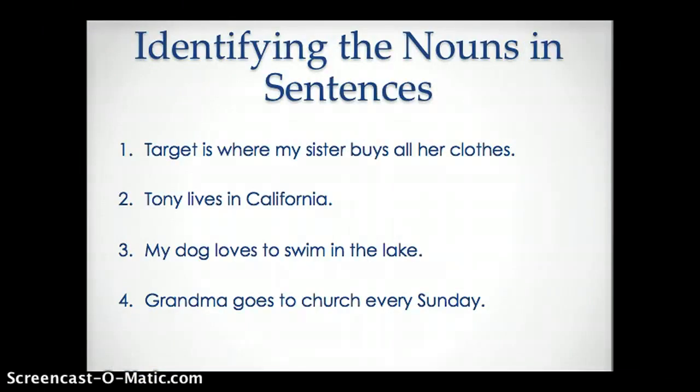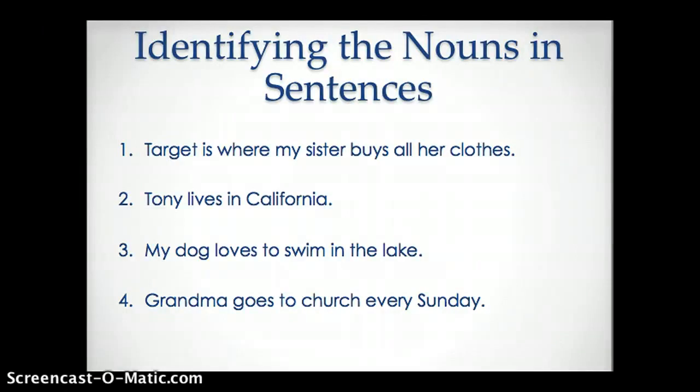Target is where my sister buys all her clothes. Will someone come to the smartboard and circle the nouns in that sentence, please? A student will come to the smartboard and identify target, sister, and clothes. Good job. Target, sister, and clothes are the nouns in that sentence. Target is a place, sister is a person, and clothes are a thing.